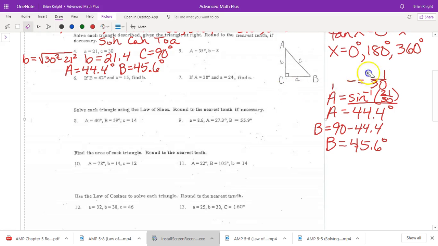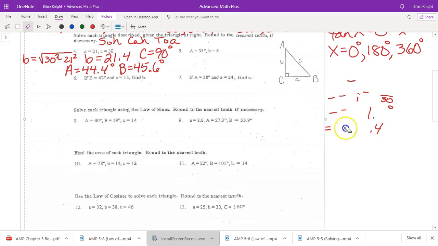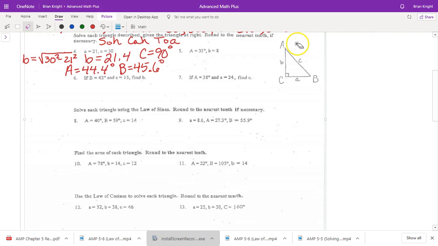All right, number 5. Sorry, I have to erase my work to have room to do it. Number 5. We know B equals 8. We know angle A is 35 degrees. And we have to find all the other parts. So what do you think I'm going to find first? I'm going to find angle B first, again, just because I start off with the easy stuff.